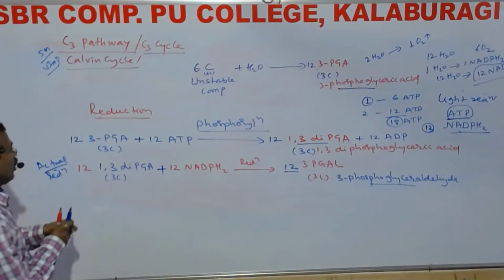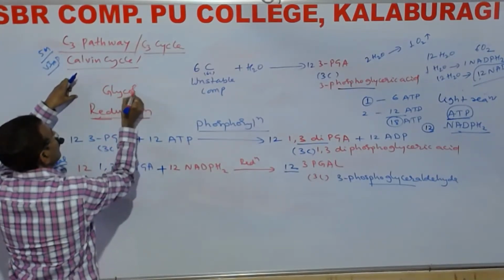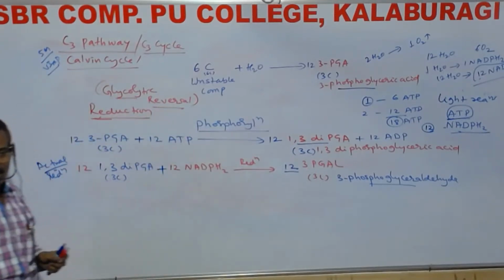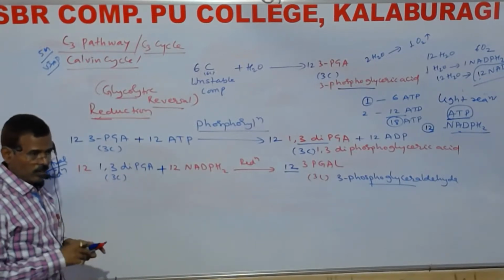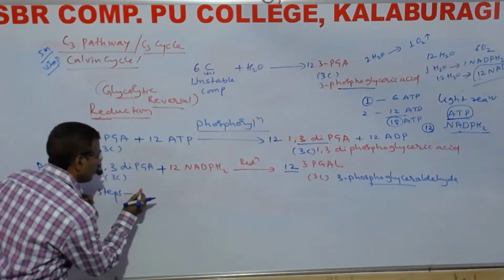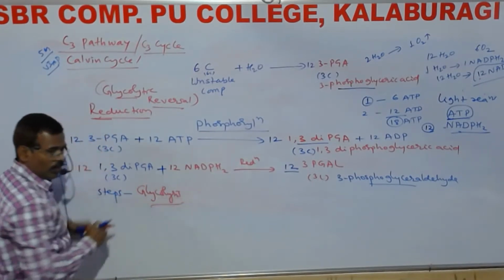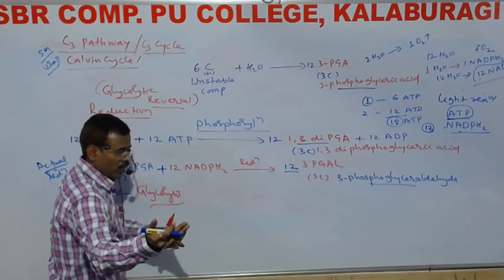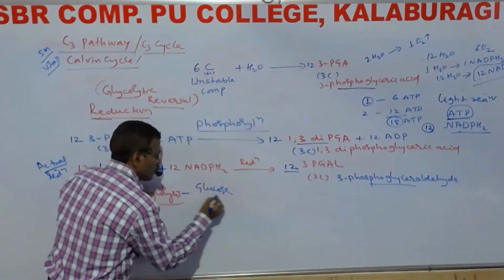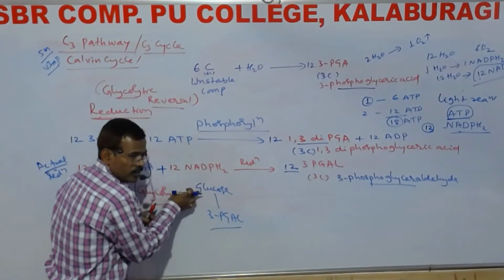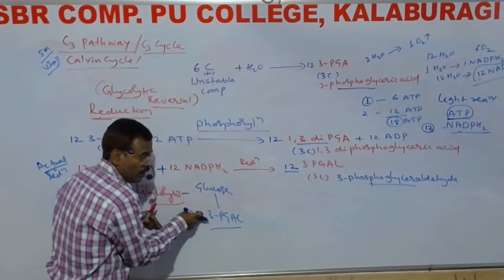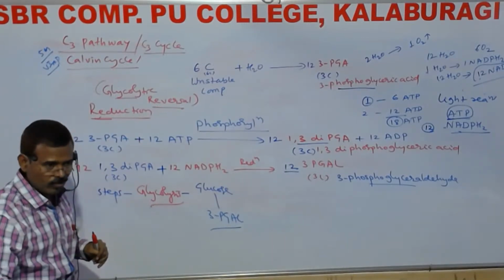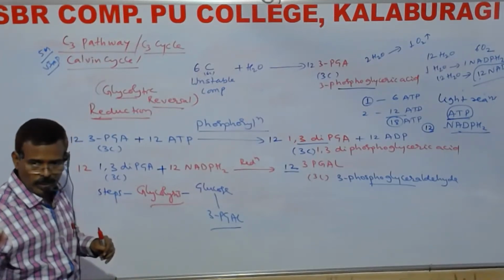For the time being, remember the reduction step is called glycolytic reversal. The steps I am discussing occur even during glycolysis. Glycolysis is a step of respiration, which we will learn in the next chapter, respiration in plants. In glycolysis, glucose gives 3-PGAL. Here, in this reaction, from PGAL, glucose is formed. It is the reverse of glycolysis.